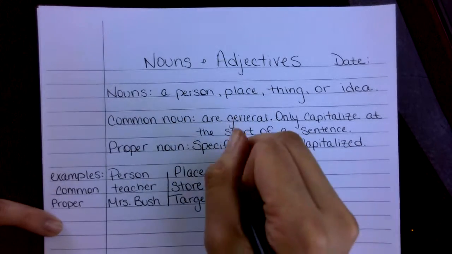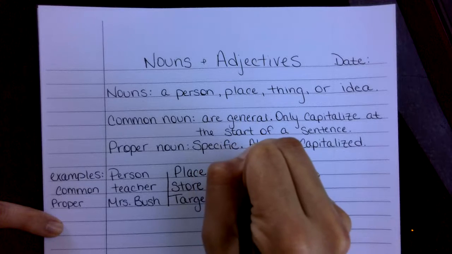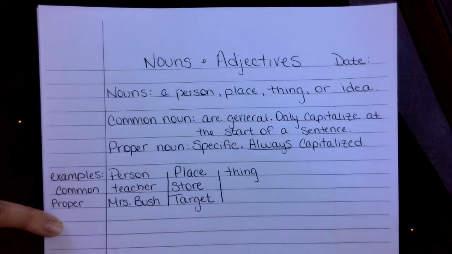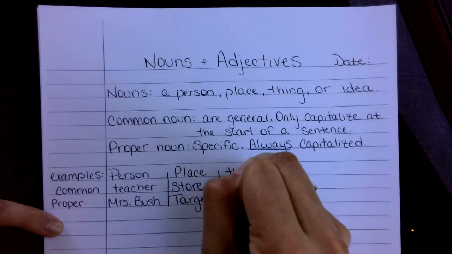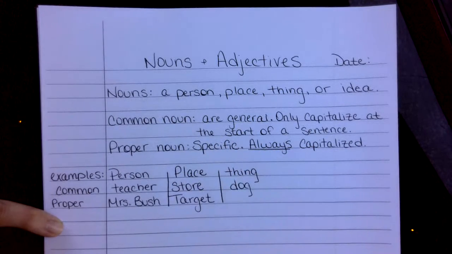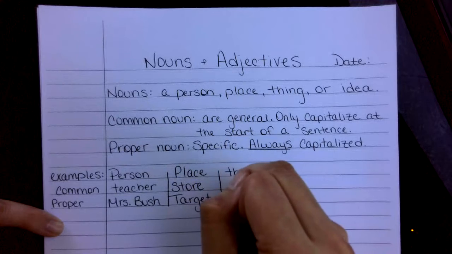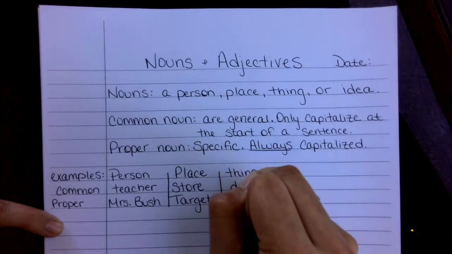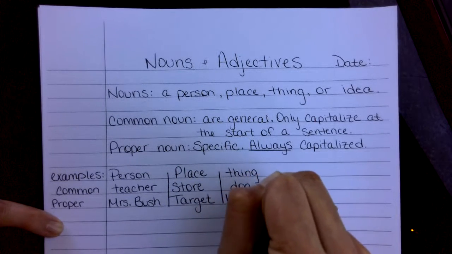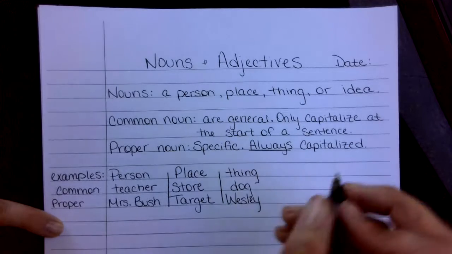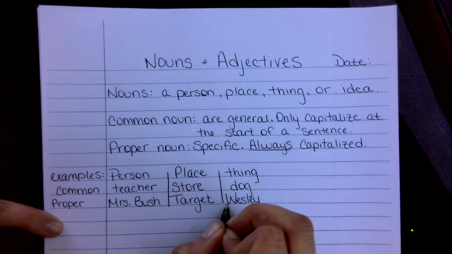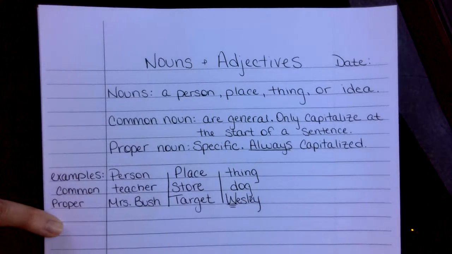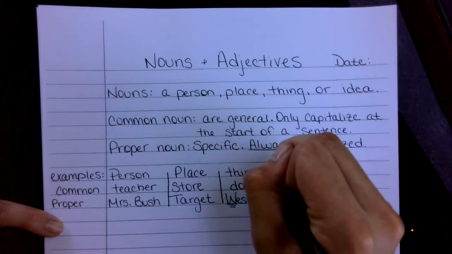All right, let's do a thing. Today we're going to refer to my dog as a thing. So the common noun we already said was dog. My dog's name is Wesley. If you have a dog, you could put your own dog's name. That would be fine. But the W gets capitalized in Wesley because he's a proper noun.